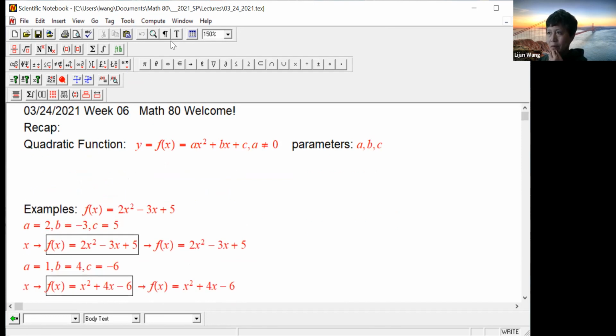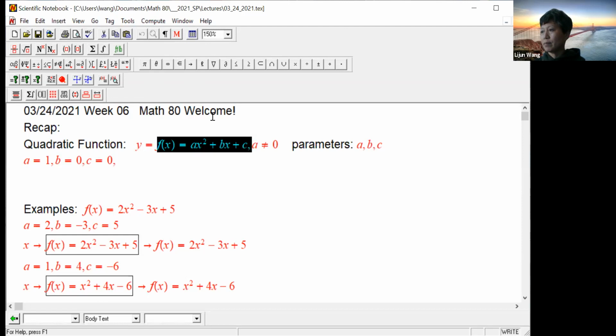For example, if we set A equals 1, B equals 0, C equals 0, we will get a quadratic function. And what is this quadratic function? A is 1, B is 0, C is 0. 0 times anything is 0. So in the end, 1 times x squared is just x squared. And we ended up with the quadratic function we just worked with last week. So x squared is a special case of a quadratic function.